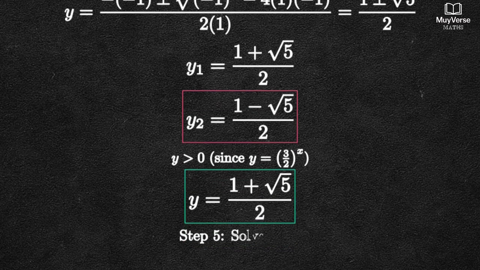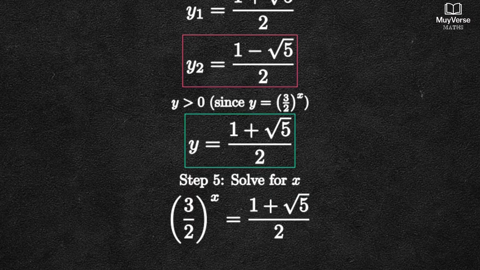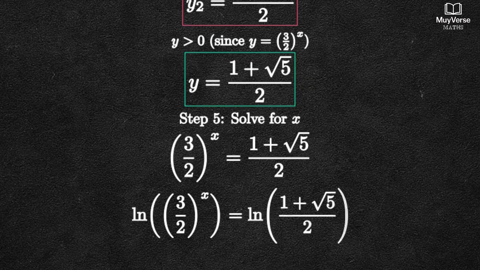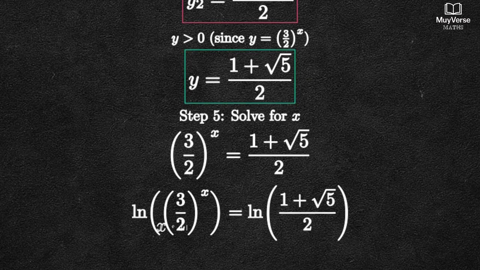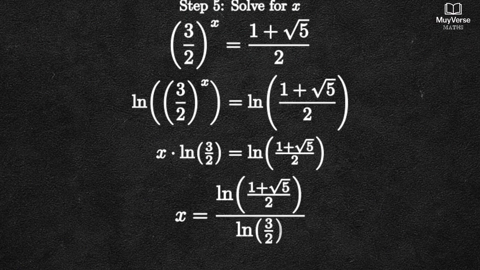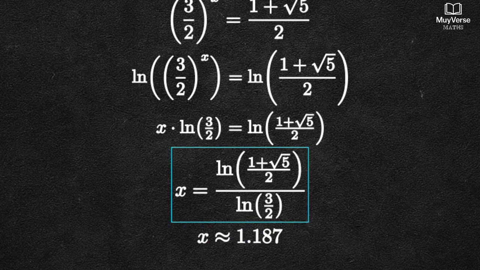Step 5. Back substitute. y equals (3 over 2) to the x. So (3 over 2) to the x equals (1 plus square root of 5) over 2. Take natural logs of both sides and solve for x. x equals the natural log of ((1 plus square root of 5) over 2) divided by the natural log of 3 halves. Numerically, this is approximately 1.186.